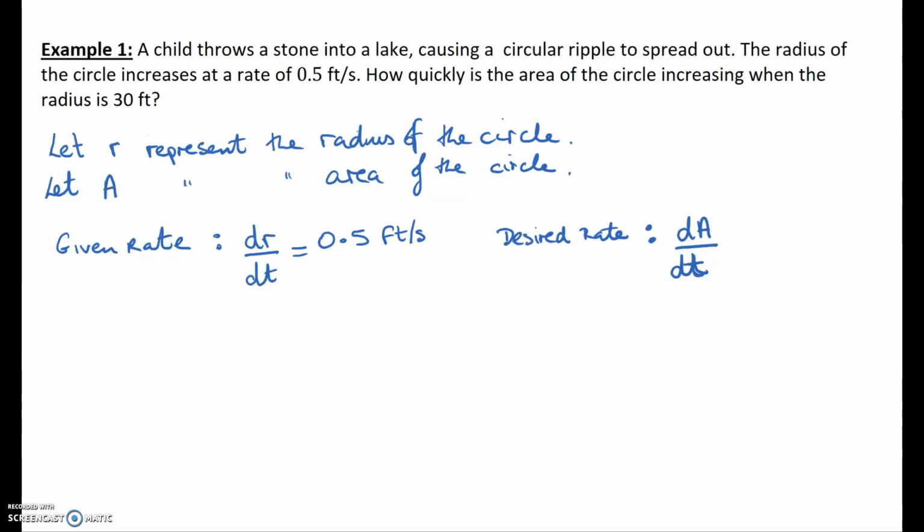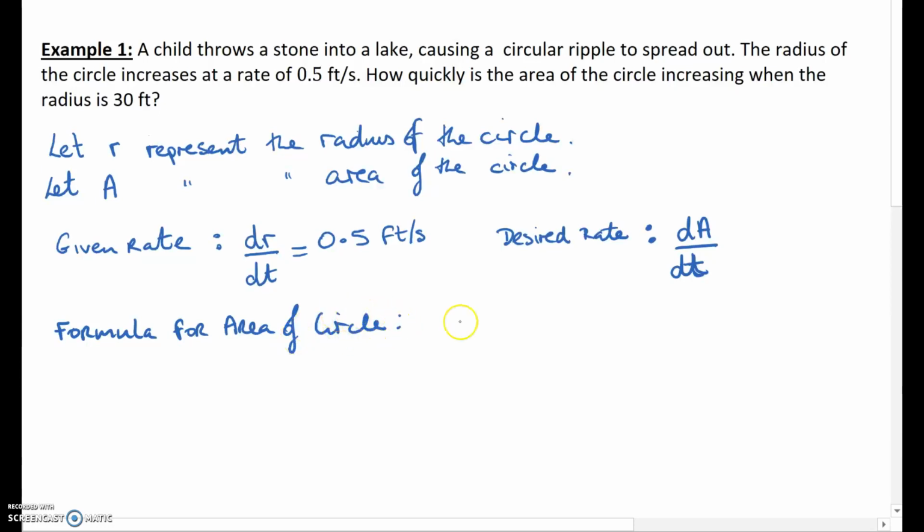There's no need for a diagram in this situation. You just have a circle that's growing in size, so you don't really need a diagram for that. The next step, though, was to write an equation that relates the variables that appear in the given and desired rates. So the variables that we're talking about here are the area and the radius, and we're talking about a circle. Remember, this is the area of a circle. So the equation will come from the formula for the area of a circle, which I'm going to assume you know is A equals pi r squared.